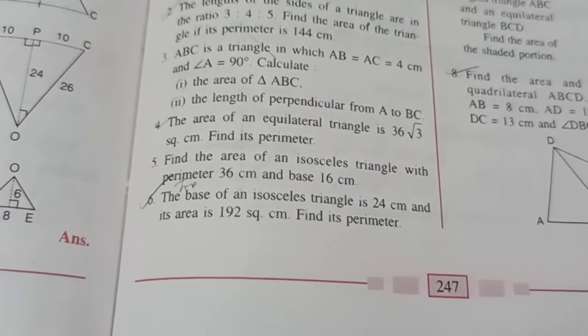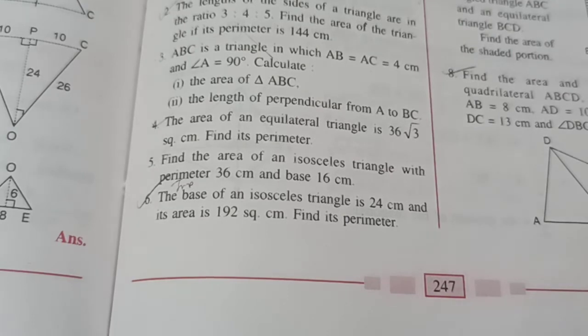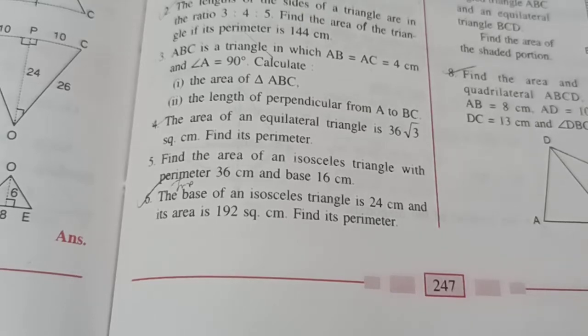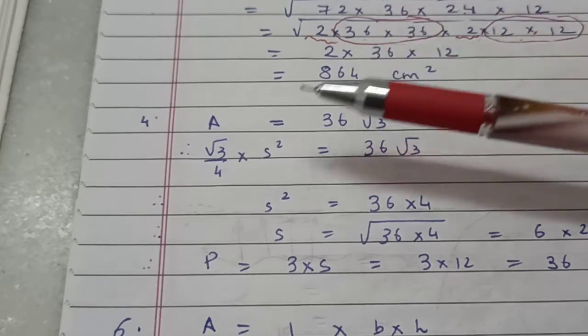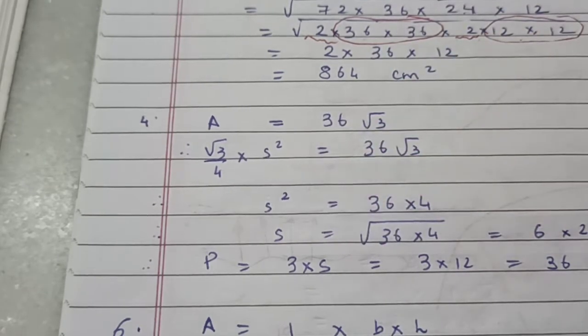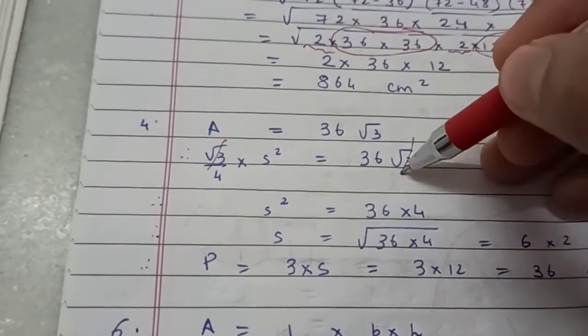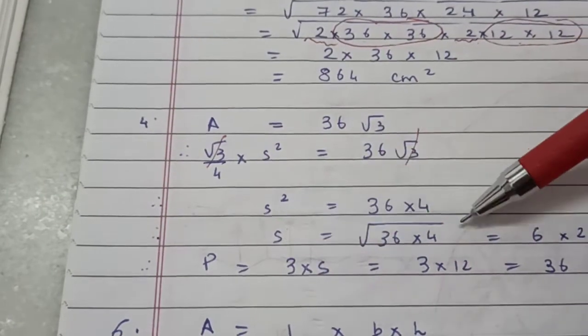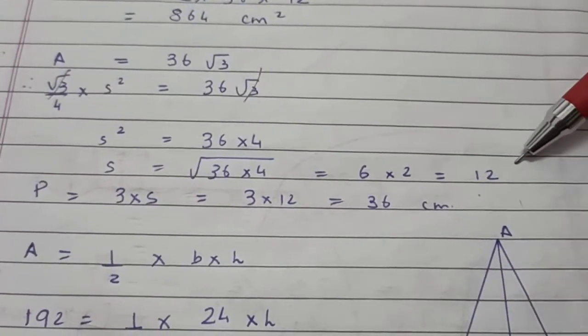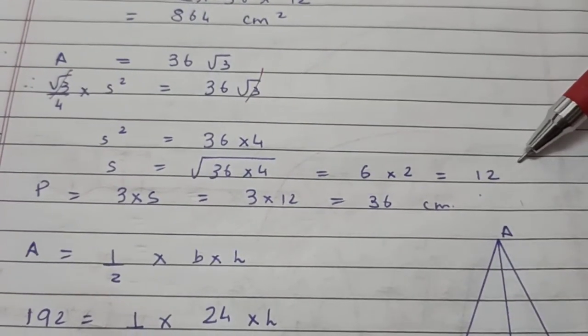Now the fourth sum. The area of an equilateral triangle is given as 36 root 3 square centimeter. Find its perimeter. There is a direct formula of area of an equilateral triangle, which is root 3 upon 4 into side squared. So we'll use that formula because root 3 will get cancelled. And then we find the value of side, which turns out to be 12 centimeters.